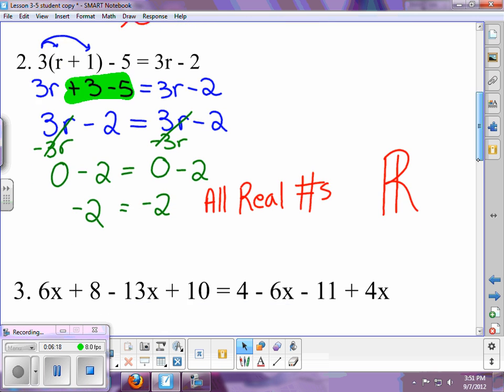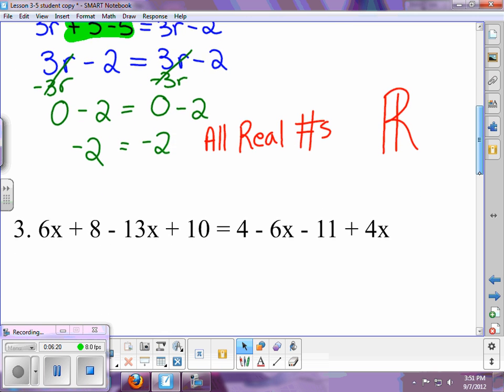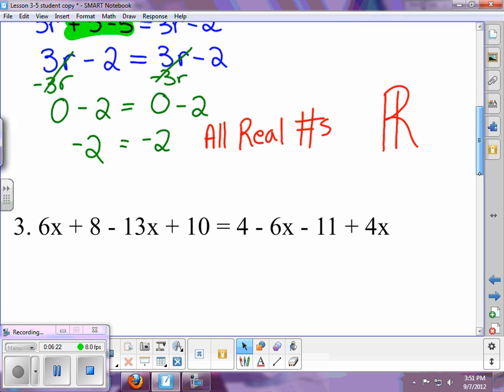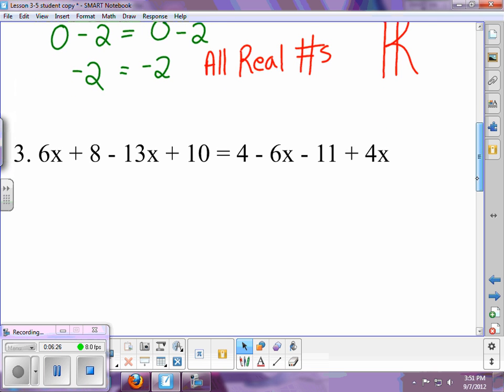Moving on, the following problems are really just more of a review from all the things that we've done in this section. So, it just looks like a longer problem, but it's not really that bad. Remember, our first step is to distribute, which we don't have any parentheses here. Our next step is to combine like terms. So let's look at each side individually.